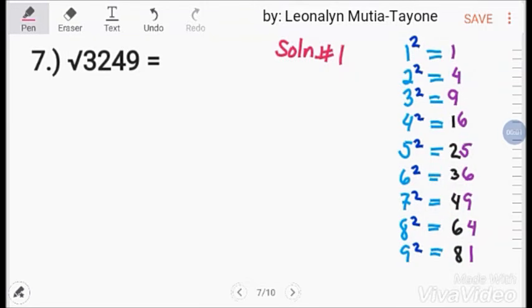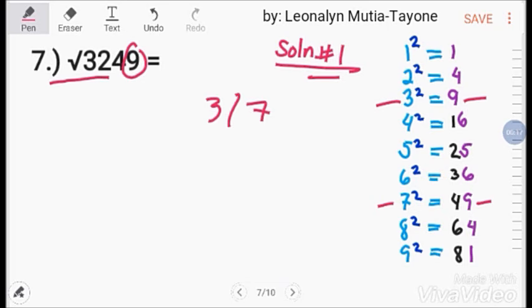Number 7, square root of 3,249. Solution number 1. Dito tayo mag-focus sa 9. 9, 9. May dalawang 9. So it's either 3 or 7 ang sagot natin. Square root of, ignore mo yung second to the last na digit. Square root of 32. Pababa tayo sa mga perfect square. Anong perfect square less than 32? 25. So, square root of 25 is 5. So, 5 ang ilagay natin dyan.